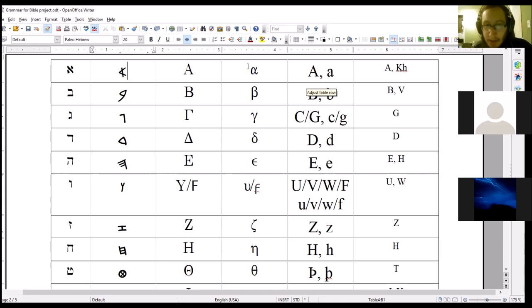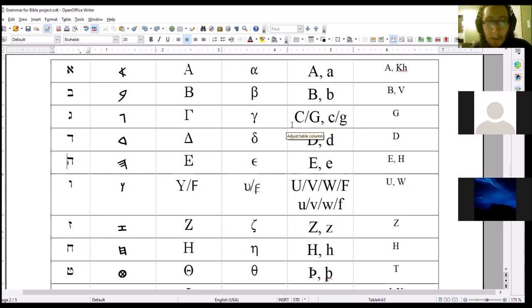In this column right here are the lowercase Greek letters. Originally, Greek did not have both capital and lowercase letters. Originally, it just had the capital letters. And then over time, they decided to also use lowercase. And English also has both capital and lowercase, as you guys know. But Hebrew does not have capital and lowercase letters. It does have a few different forms, which I'll touch upon.